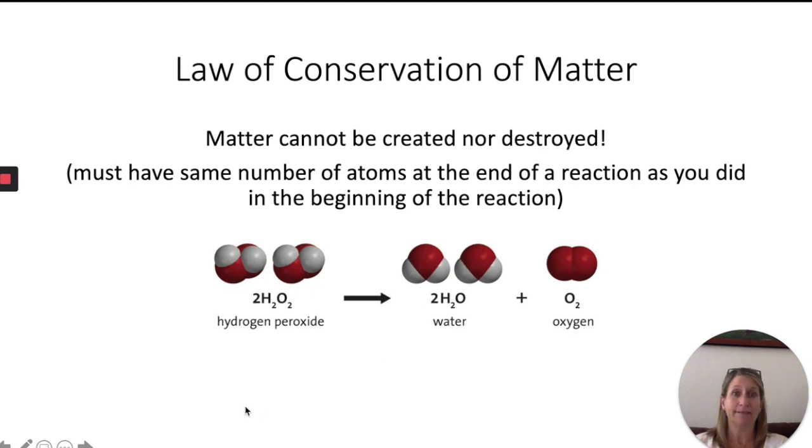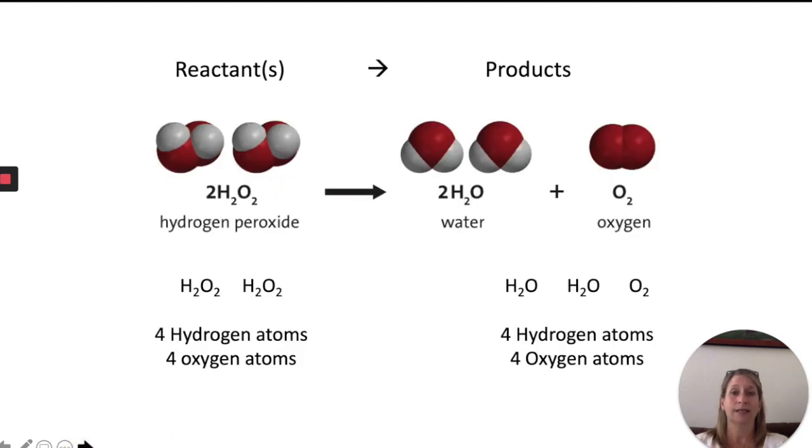We have to have the same number of atoms. Okay, so look here. If we start with 2 molecules of hydrogen peroxide, we have 2 atoms of hydrogen here and 2 atoms of hydrogen here, okay, for a total of 4 hydrogen atoms. We have 2 oxygen atoms here and 2 oxygen atoms here for a total of 4 oxygen atoms. Okay, those little 2's tell us how many atoms we have of that element.